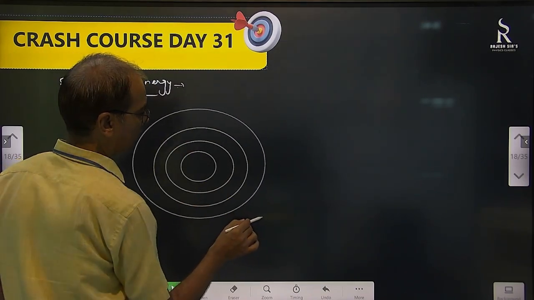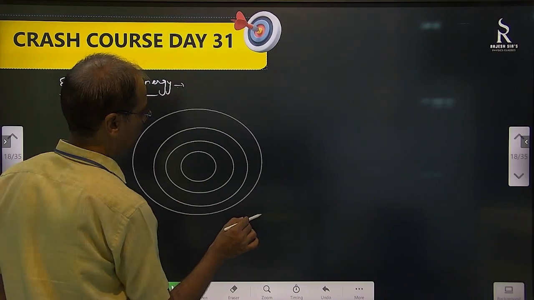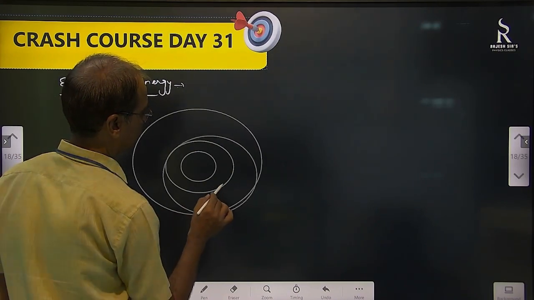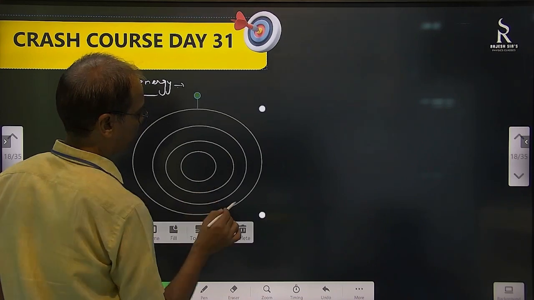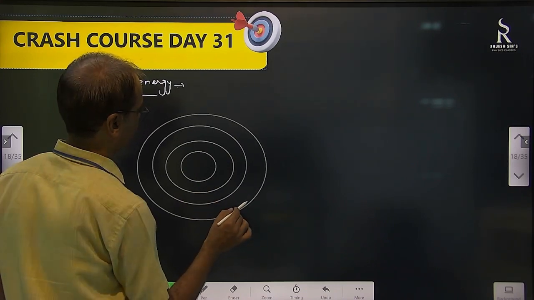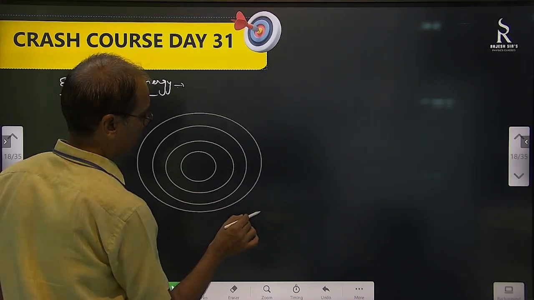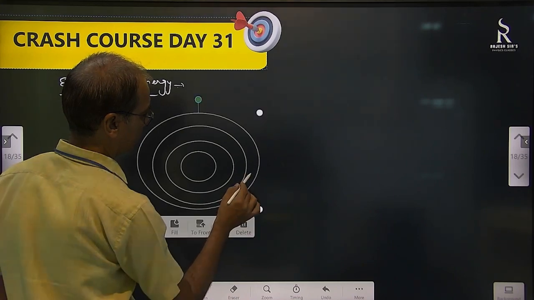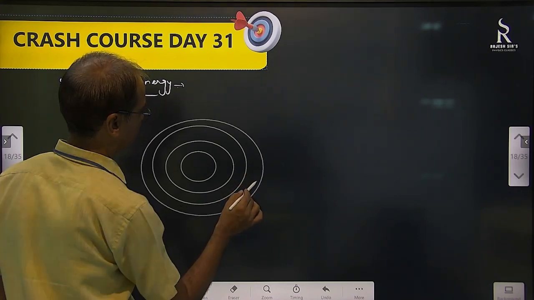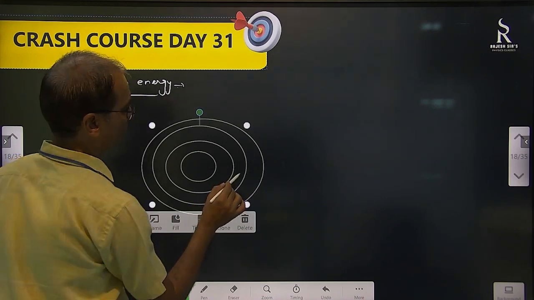Actually, the radiation difference should decrease. Still, it is considerable. Yes. Here also it should decrease.